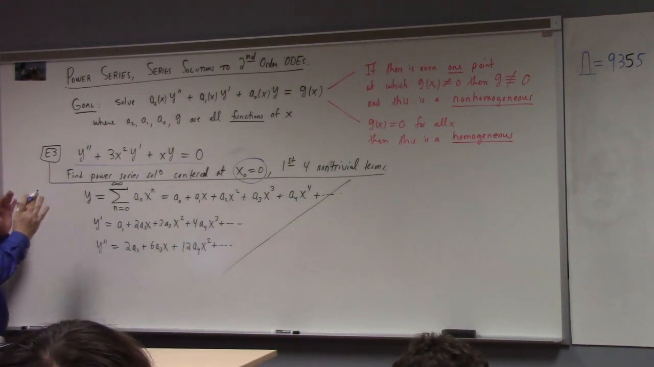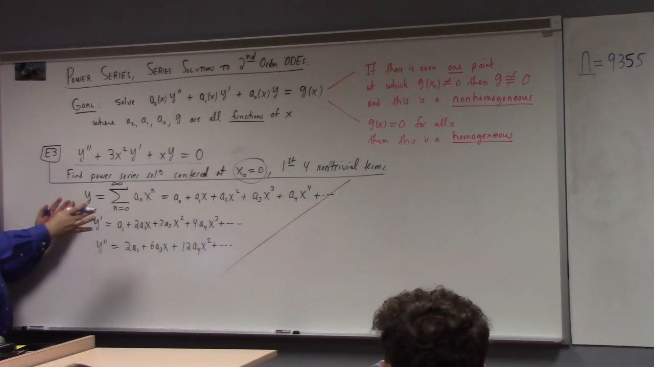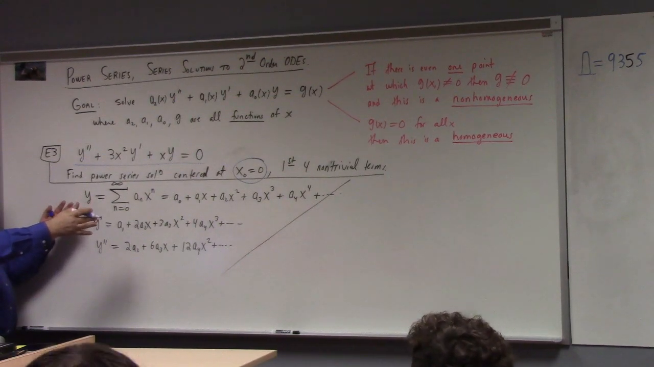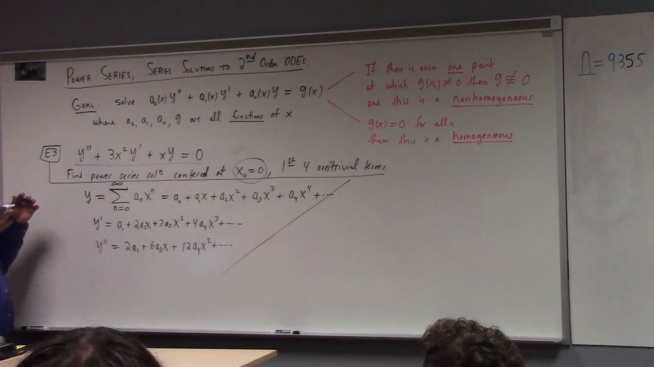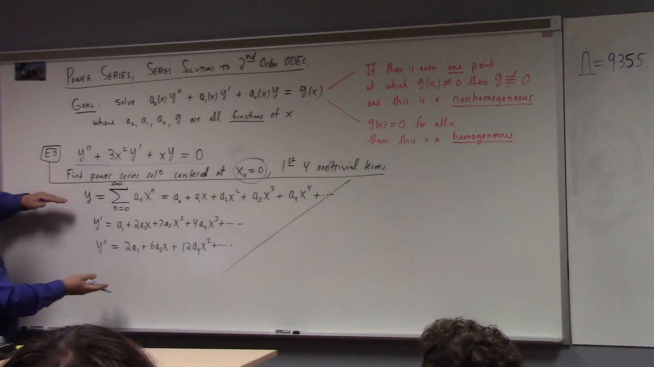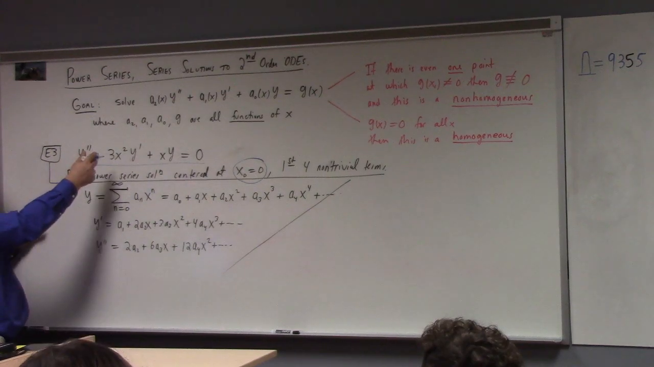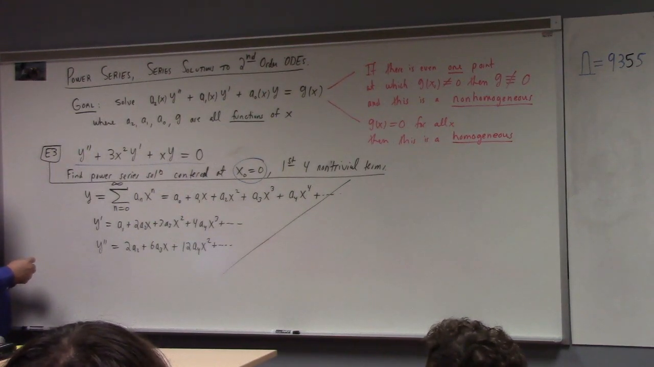We make a guess at the form of the solution, which isn't really a guess here because the problem told you to look for a power series solution. And then we plug these into the differential equation and we see what happens.